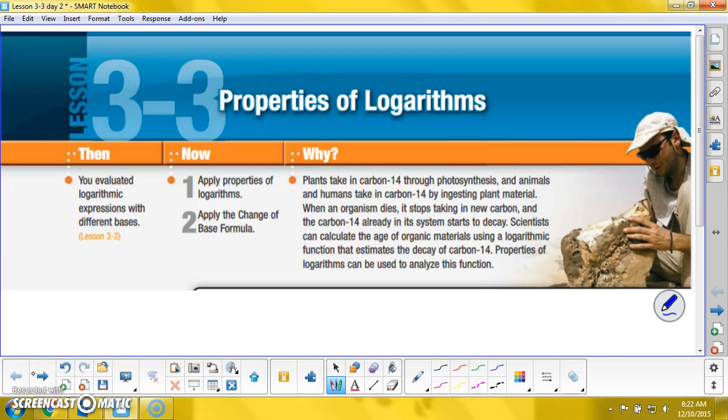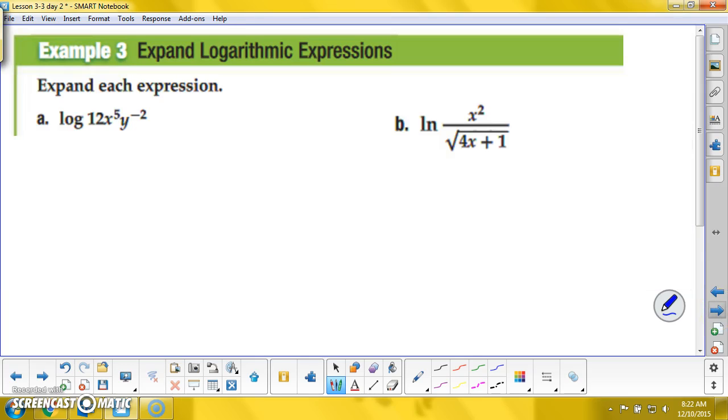Part 2 of Lesson 3.3, Properties of Logarithms. We're going to be expanding and condensing expressions using the three properties. So example 3 says expand this expression.